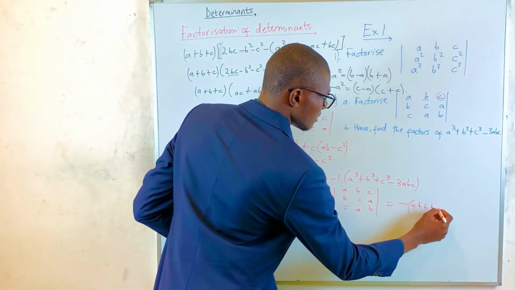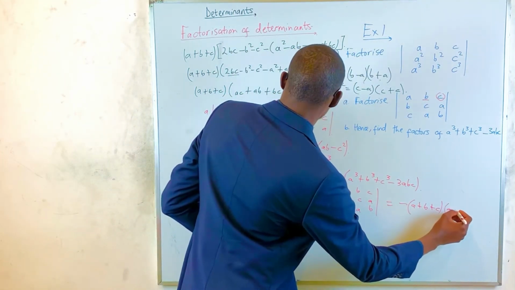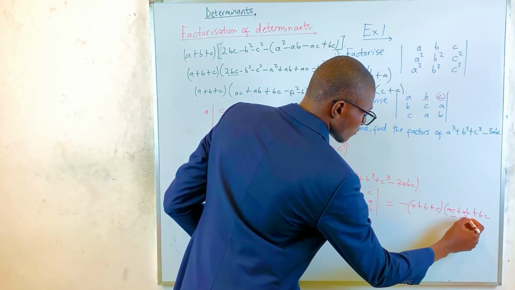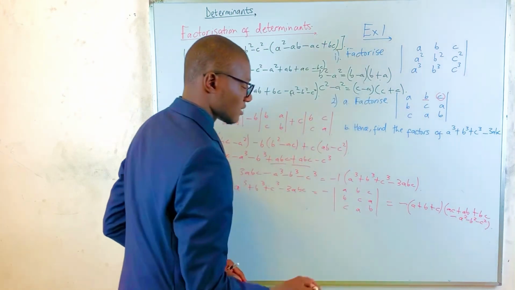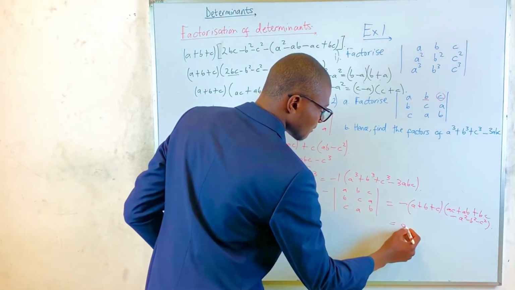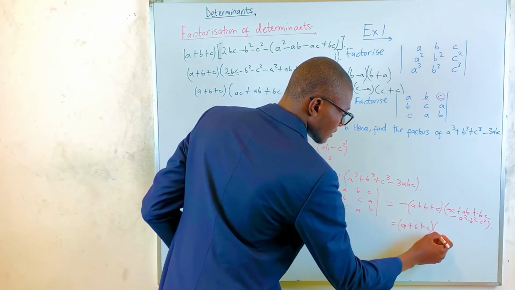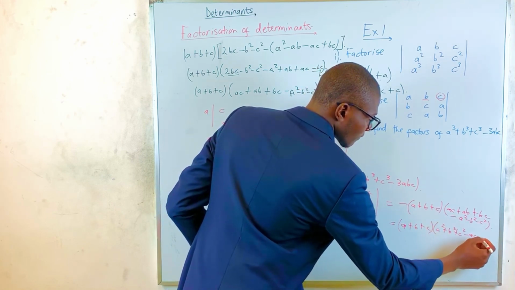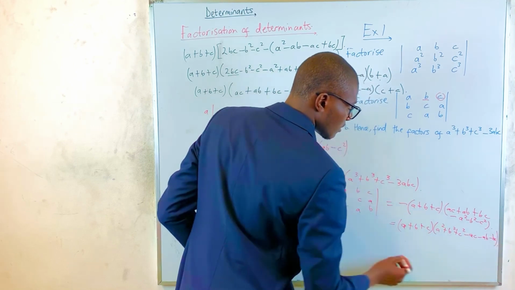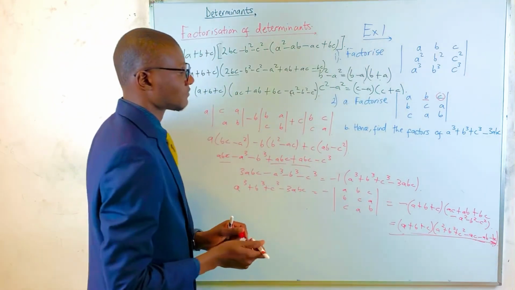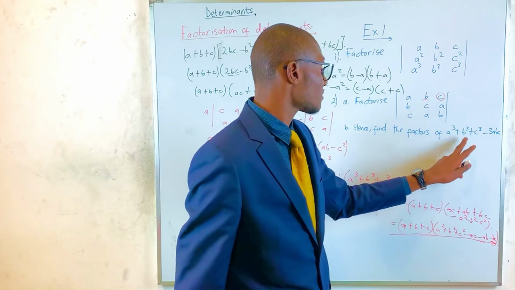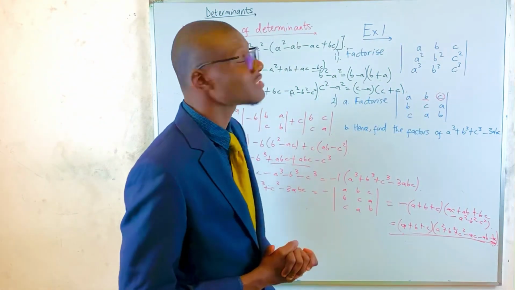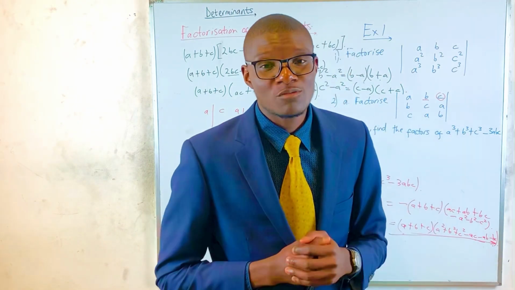So A plus B plus C, then we've got AC plus AB plus BC minus A squared minus B squared minus C squared, with the negative applied. Multiplying it into that bracket, we've got A plus B plus C times, this becomes positives, A squared plus B squared plus C squared, and then these become negative, minus AB, minus BC, minus AC. This is the result for the factors of A to the power 3 plus B to the power 3 plus C to the power 3 minus 3ABC. So this was looking at factorization of determinants by using the laws or rules of manipulation of determinants.